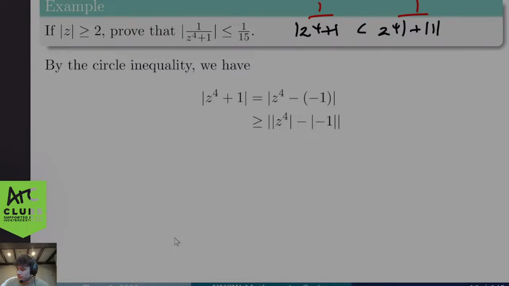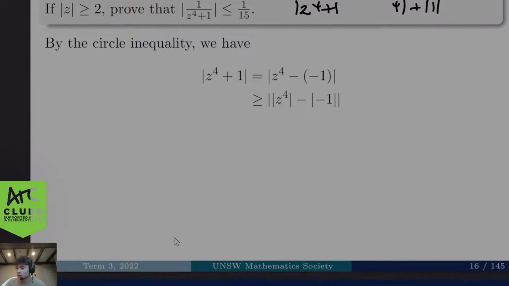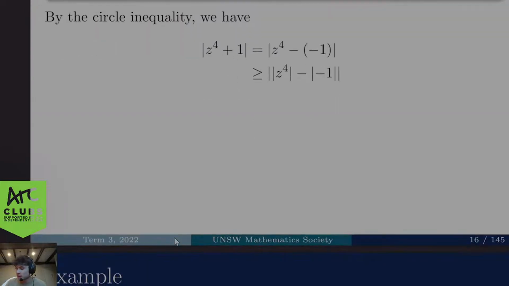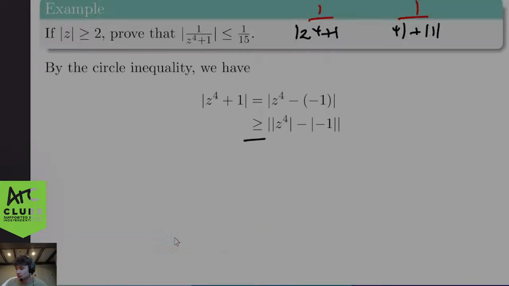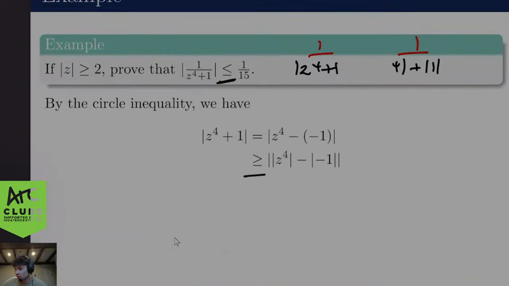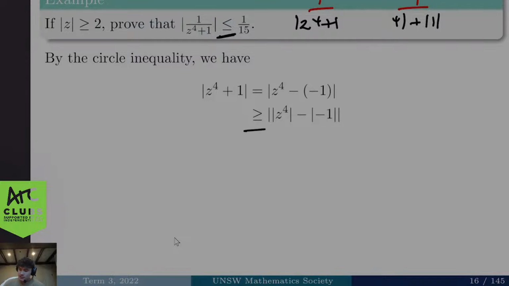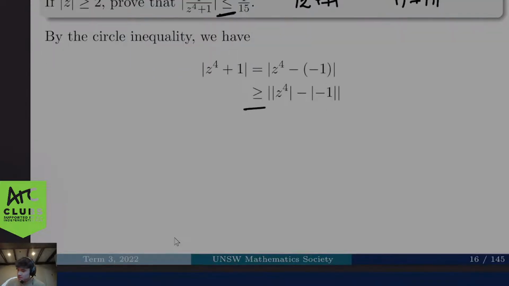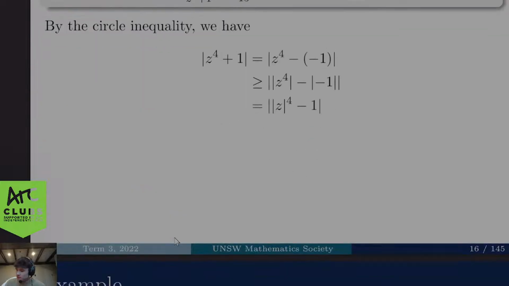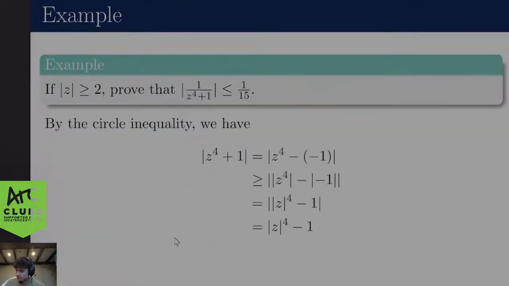And so what we're going to notice is that we want to use the circle inequality instead, because we have this greater than or equal to sign that gets swapped to this less than or equal sign when we reciprocate it. So applying the circle inequality, we get this result, okay? And you can simplify that a little to get this.